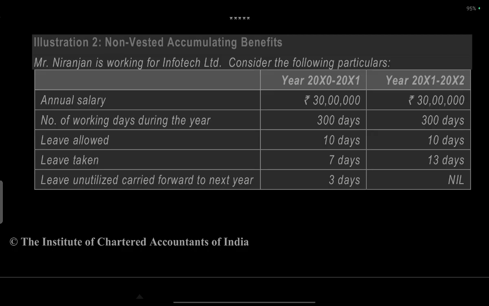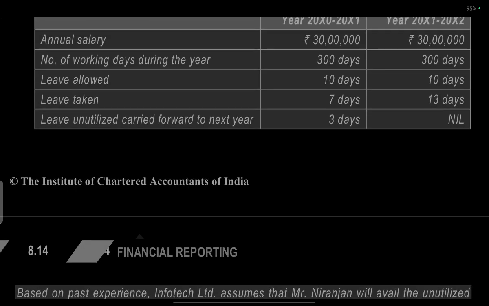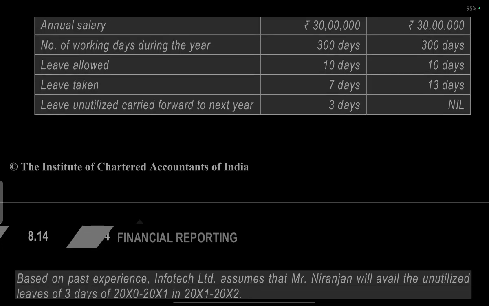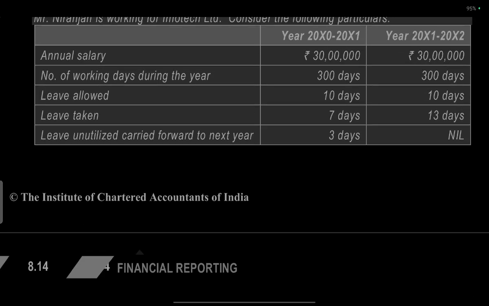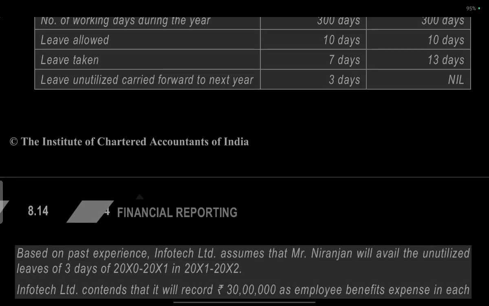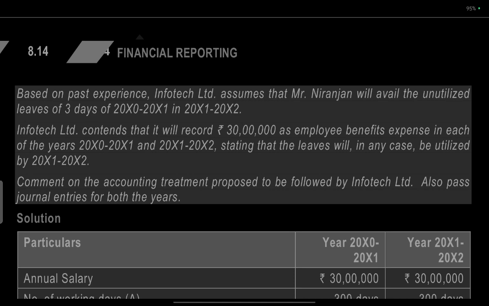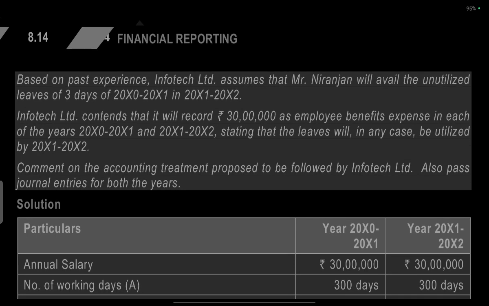Mr. Niranjan is working in Infotech, considering the following particulars. Annual salary is 30 lakhs per year. Number of working days is 300 days. Leave allowed is 10 days. Leave taken is 7 days, so 3 days are unutilized and carried forward to the next year. Based on past experience, the expected unutilized leave is 3 days.